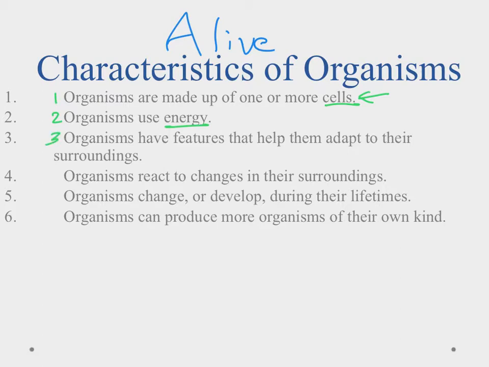The third is that organisms have features that help them adapt to their surroundings. That means they fit in where they live. They fit to their niche. They have adaptations that allow them to fulfill a specific role, and that's kind of important for them. The next one is that organisms react to changes in their surroundings, and that's a response to a stimulus. So if you have an external or an internal stimulus, the organism's going to react to it. That's what we're talking about.